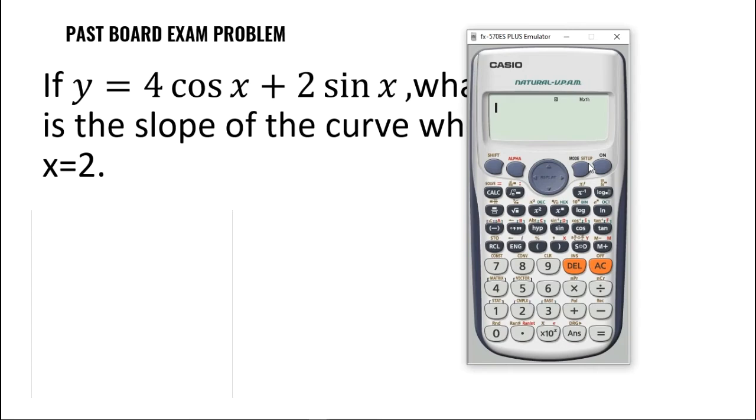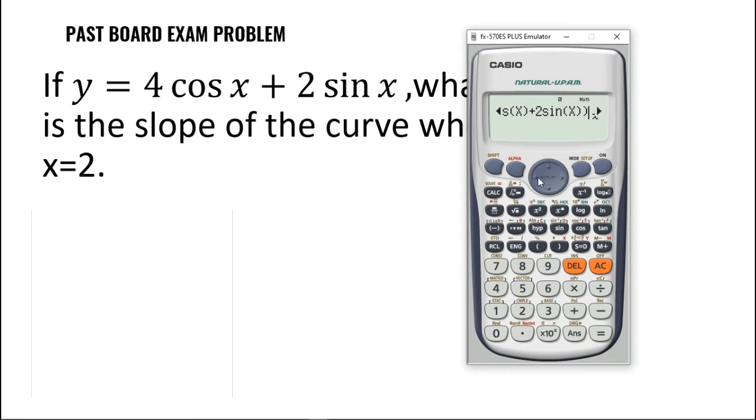is in radian mode. So, shift mode. Then, radian, so number 4. Then, input the function, guys. So, we have here shift, integral, then input the function. So, 4 cosine, so alpha x. So, we have here plus 2 sin x.